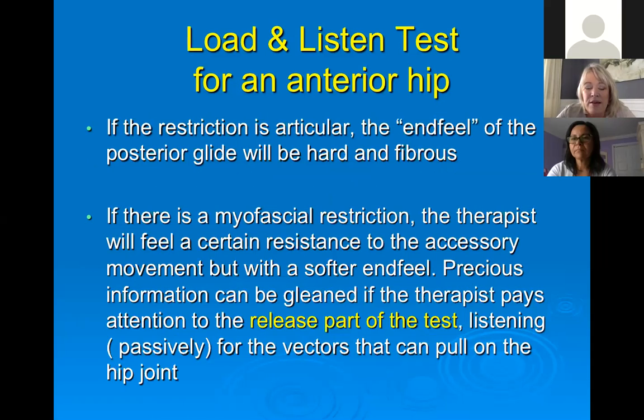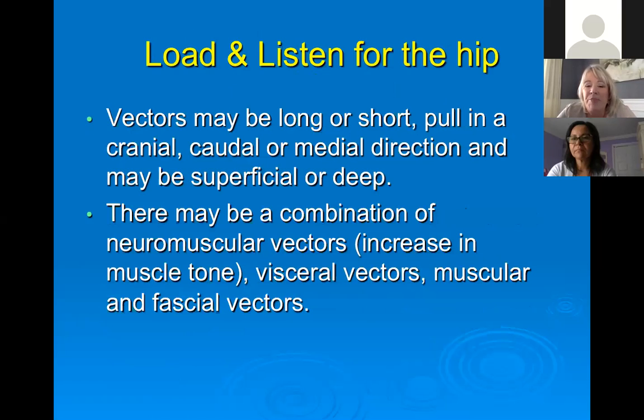And then most of the information is gleaned if your therapist pays attention to the release part of the test, listening for vectors that can pull on the hip joint. So these vectors might be long, short, pull in a cranial, caudal, medial direction, can be superficial, deep. We actually go into this test a fair amount in the advanced myofascial course.